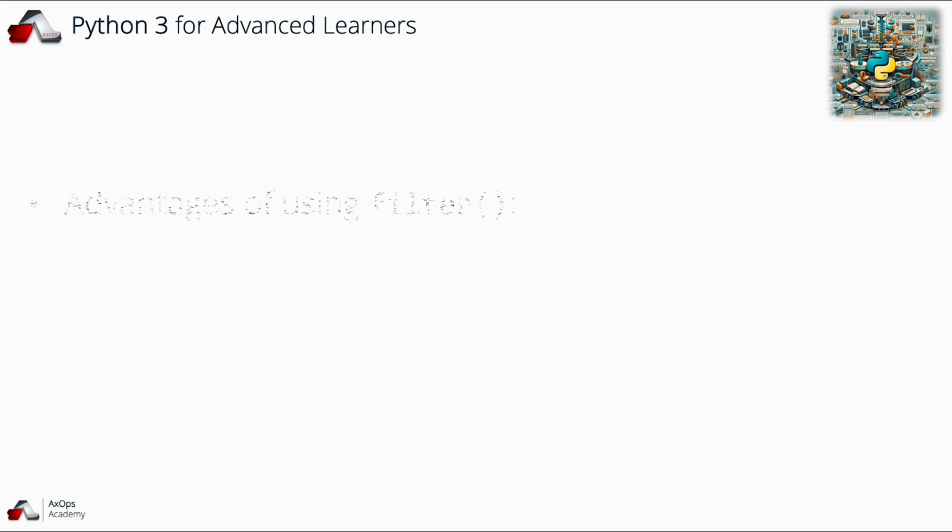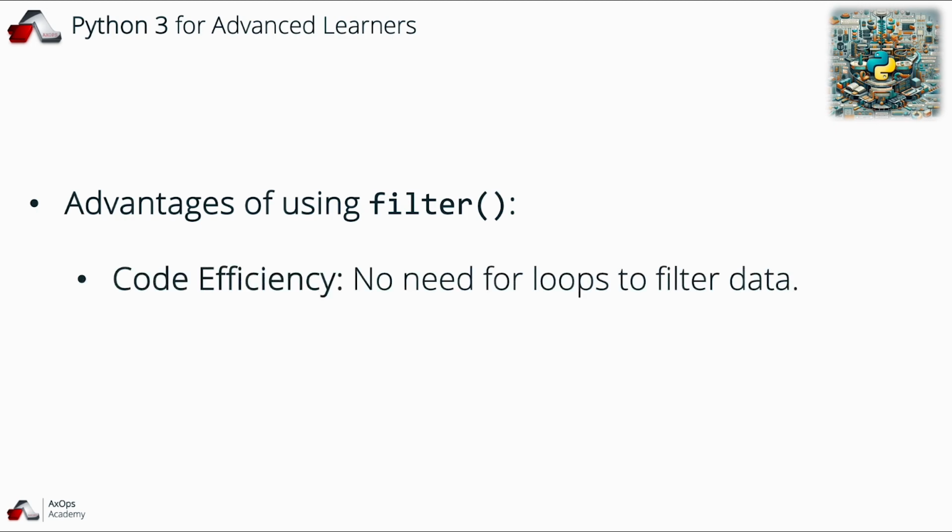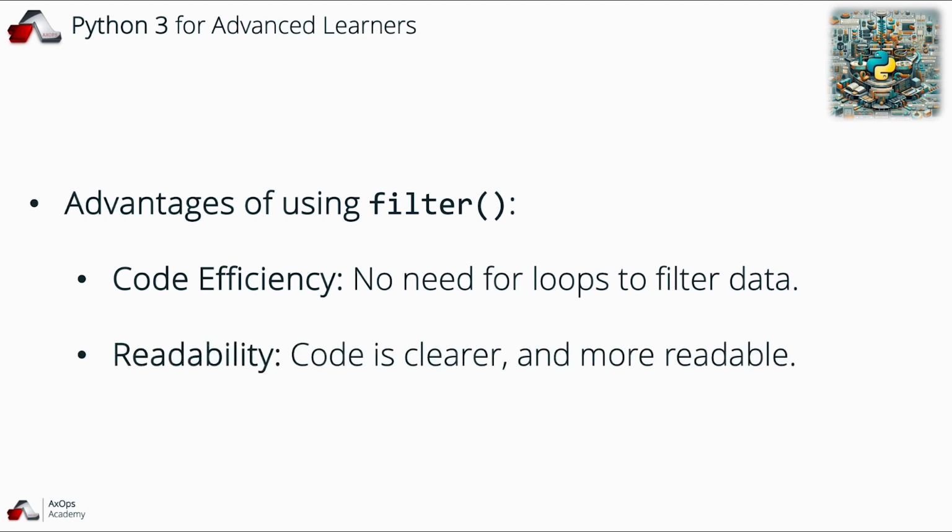There are two main advantages to using the filter function, one being code efficiency, in that instead of writing loops to filter data, you can use the filter function to achieve the same with less code. And in terms of readability, filter makes the intention of your code a lot clearer, hence enhancing the readability of your code.